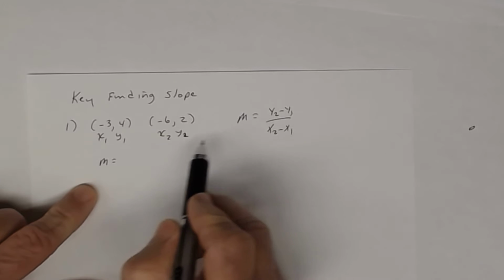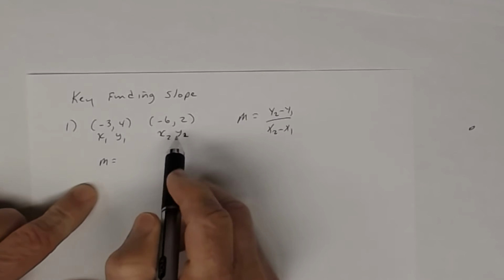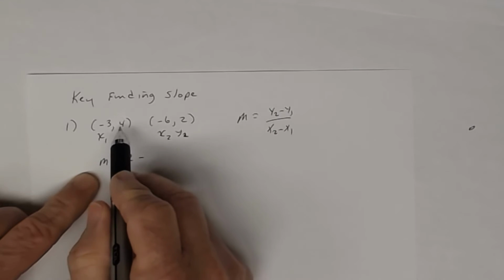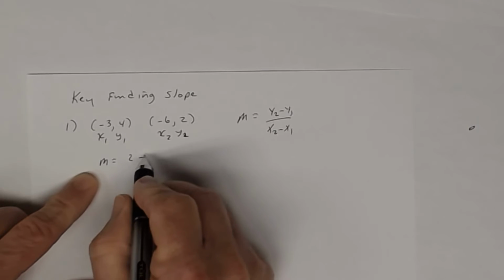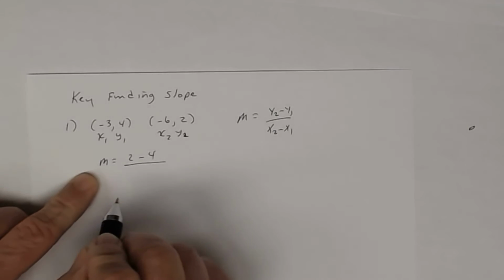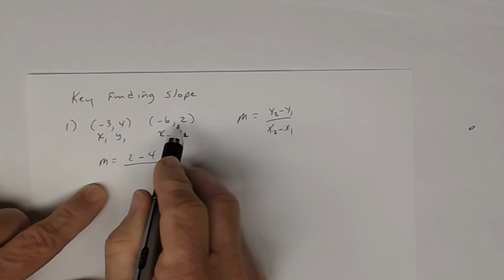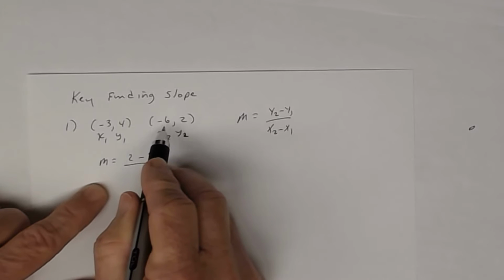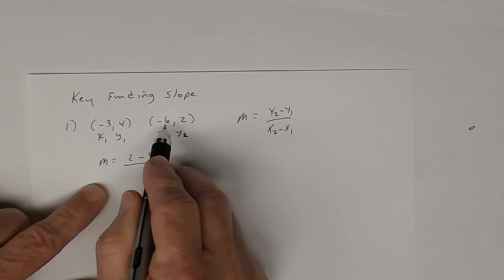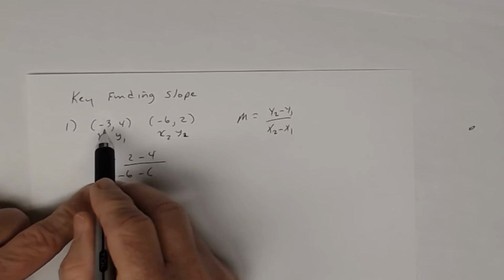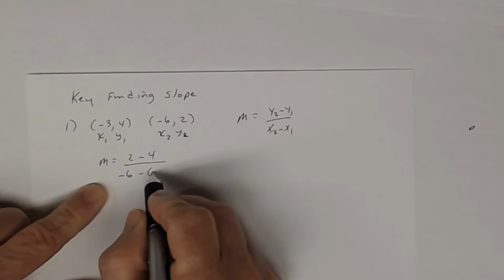Let's go ahead and start with y2. So y2 is positive 2, and I need to subtract from 2 the other y coordinate, which is 4. So I have 2 subtract 4 in the numerator. Since I started with this 2 that came from this point, I've got to start with the x coordinate that comes from this point. So x sub 2, which is negative 6, subtract, and then the other x coordinate is negative 3.